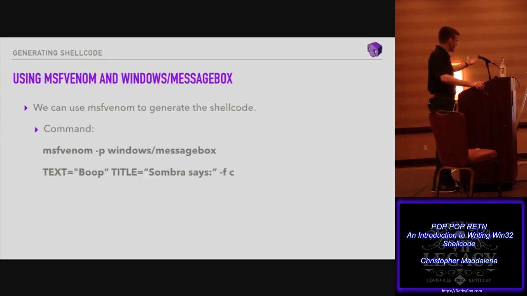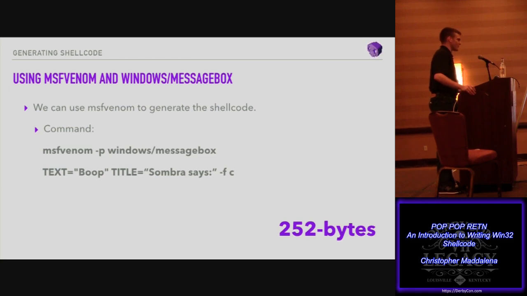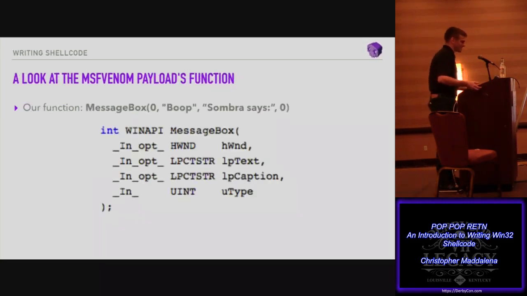So just taking a very basic MSF Venom payload, just making a message box pop up with a caption and a title. If we run that through MSF Venom, we get 252 bytes, which seems kind of big for just calling one function with a couple of strings. So the first thing we've got to do if we're going to figure out how MSF Venom is doing this is go to MSDN. And with Windows shellcode, you're going to spend a lot of time on MSDN. It's your best friend. You can see all the documentation for all the Windows API calls. So here's the one for MessageBox.